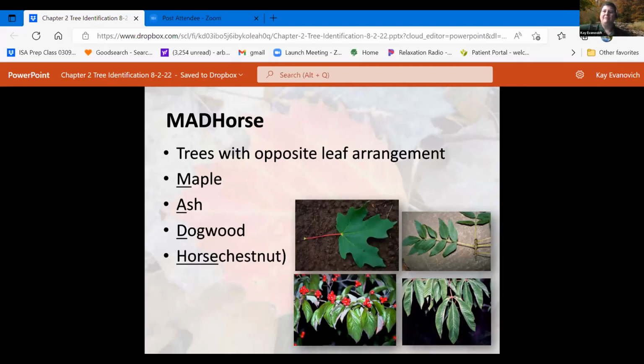So here's a look at those mad horses with opposite leaf arrangement. You have a maple up here and then your ash tree to the right of that, your dogwood with the beautiful red berries, and then the horse chestnut over at the bottom right. That's the four that fall into that mad horse category. They're opposite leaf arrangements. Okay.